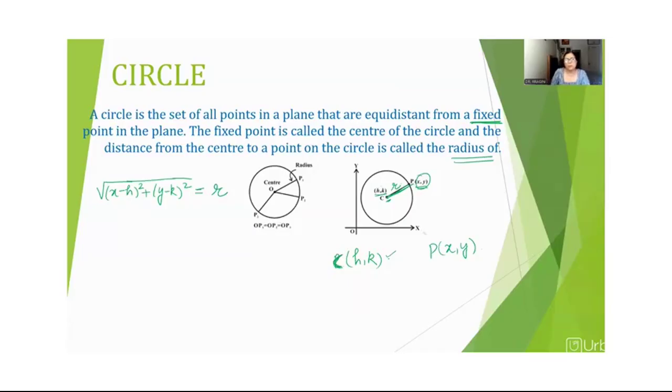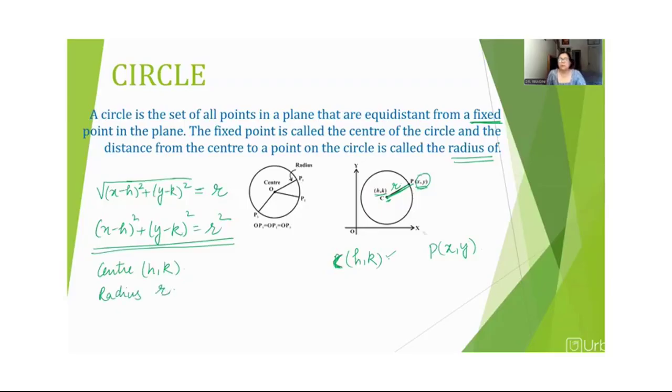Now solving this, we can take the square on both sides. (x minus h) whole square plus (y minus k) whole square equals r square. So this is the equation of a circle whose center is the point (h, k) and the radius is r. This is the equation of a circle.